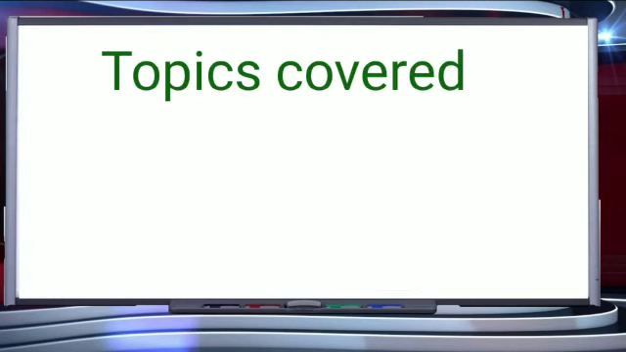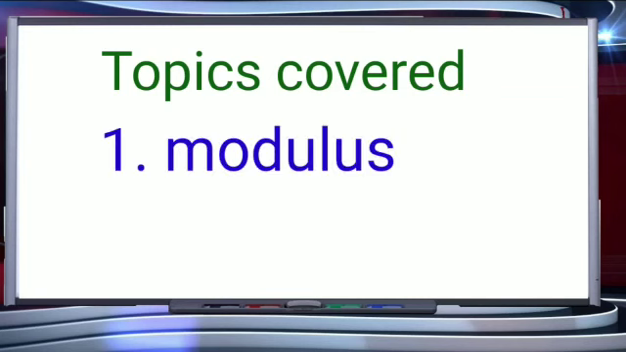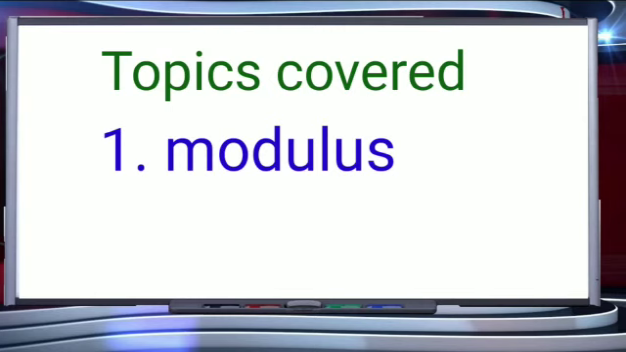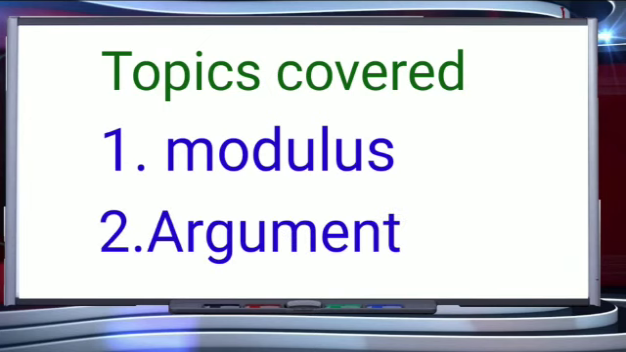Students, let us quickly revise the topics that we have covered today. The very first topic is the modulus of a complex number. We have found that if a number is given by a plus iota b, then its modulus is given by the square root of a square plus b square, and modulus cannot be a negative number. After modulus, the second topic that we covered today is the argument of a complex number.